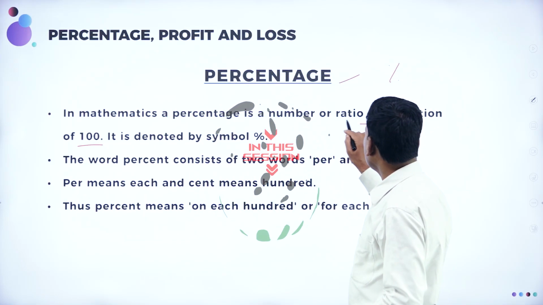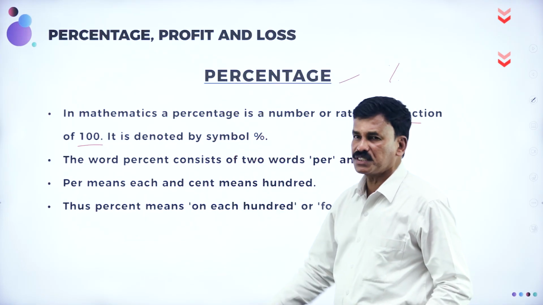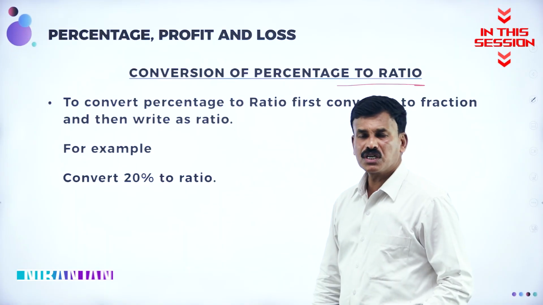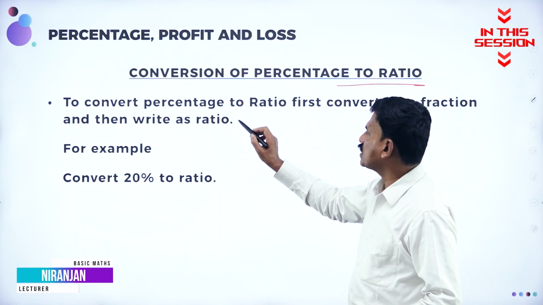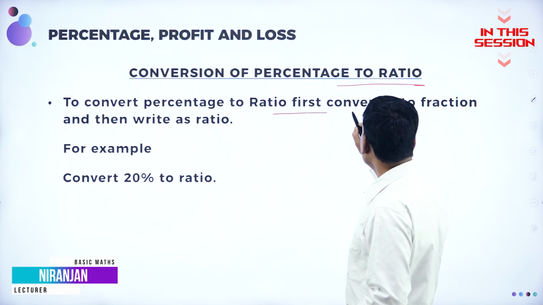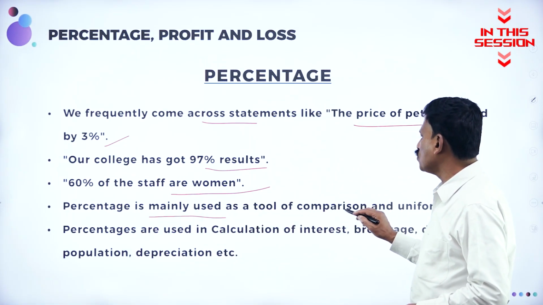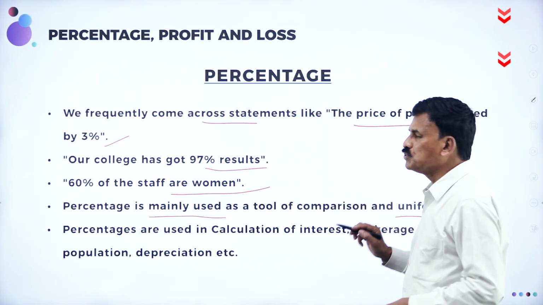Percentage is a number or the ratio as a fraction of 100 and it is denoted by the symbol percent. So how to convert percentage into ratios? To convert percentage into ratio, first convert into fraction and then write the ratio. Percentage is mainly used as the tool of comparison and the uniformity.